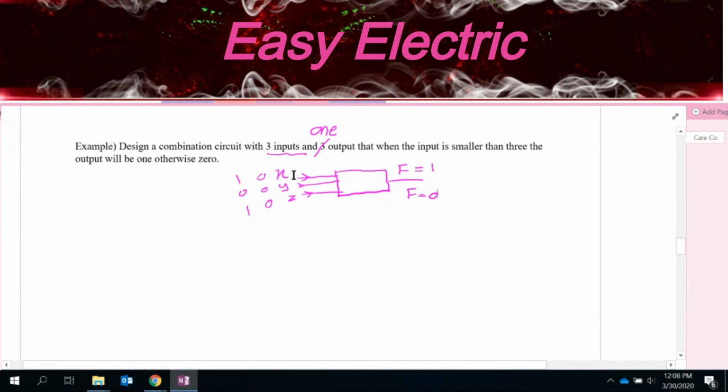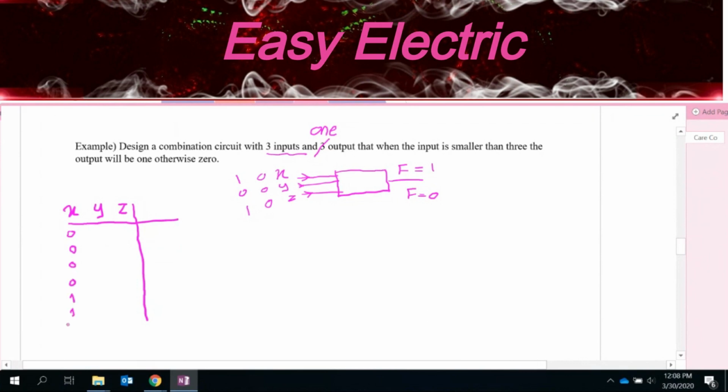If you don't like X, Y, Z, you could use A, B, C. That's just a label to represent input and output. Then you need to make a truth table. So you come here and say, okay, I need a truth table. How many inputs do I have for this circuit? It should be X, Y, Z. These are binary, so each of these variables could be 0 or 1. So I could have just 8 different cases. You just list those 8 different cases.